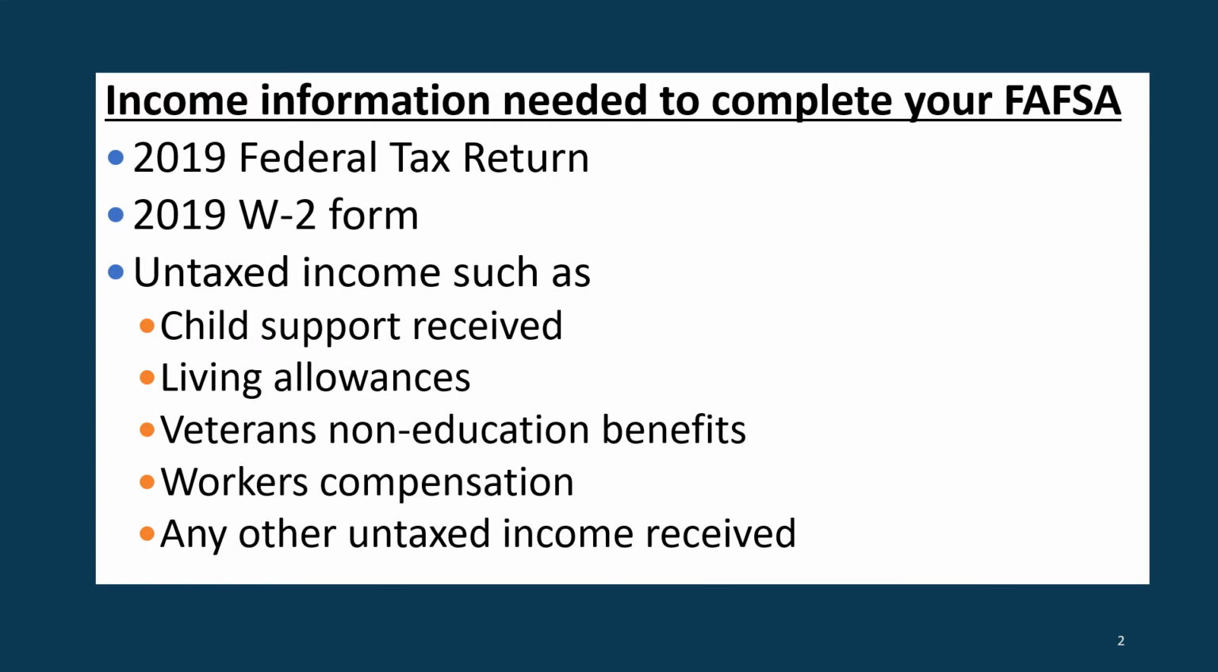2019 federal tax returns, 2019 W-2 forms, total of untaxed income, such as child support received, living allowances, veterans' non-education benefits, workers' compensation, and any other untaxed income you and/or your parents may have received in 2019.